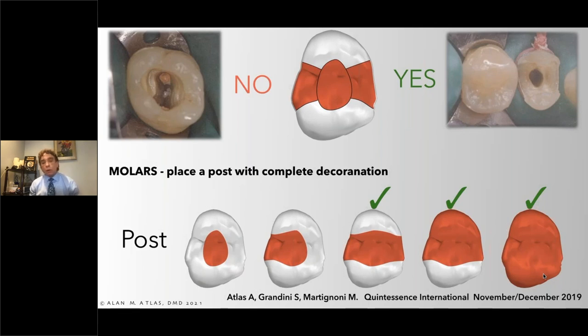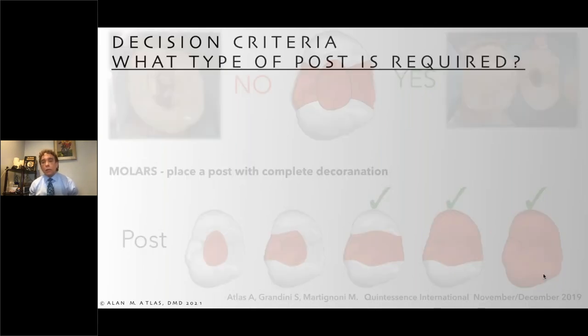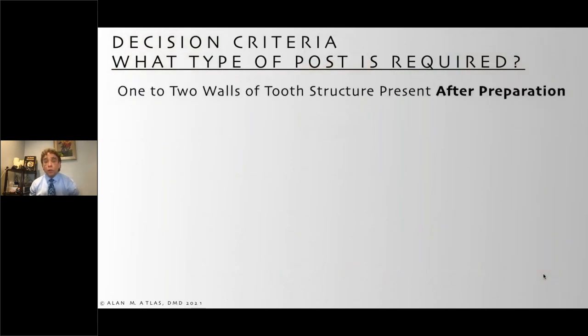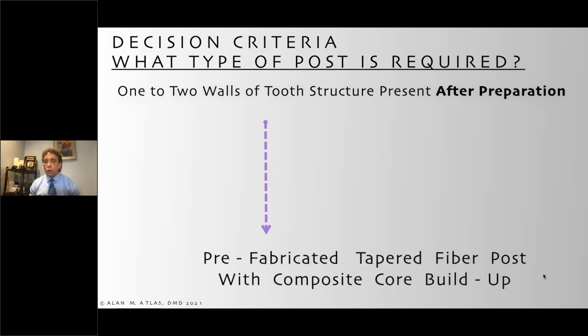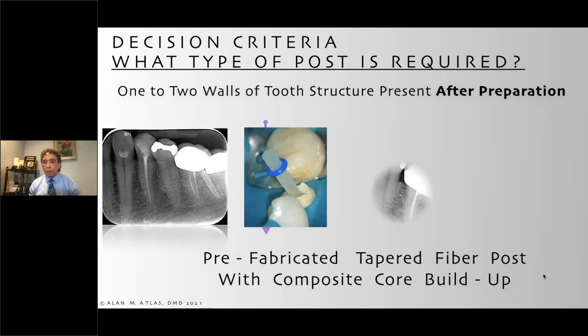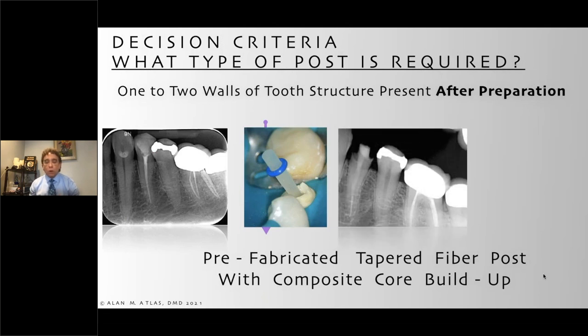But I will tell you the other option, as we'll see, are endo crowns, and whether or not endo crowns is a good situation for us or a bad situation, that's open to debate. So the bottom line is when there's one or two walls after preparation, so you've looked into that crystal ball and you can see there's not going to be a lot there, then you should place the post, either a prefabricated tapered fiber post with composite core buildup, or depending on the situation, you can use another type of tapered post.